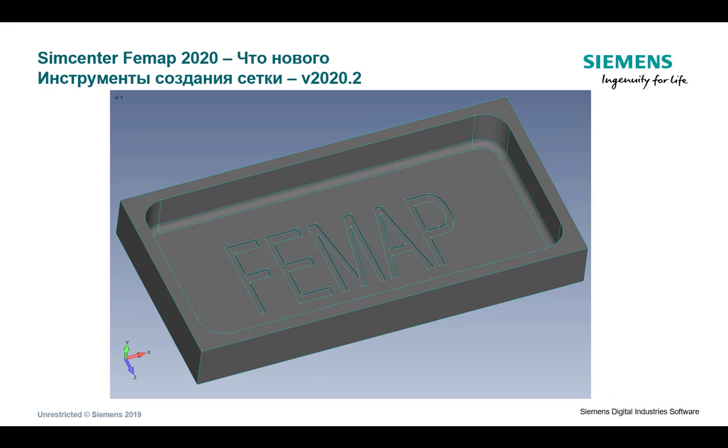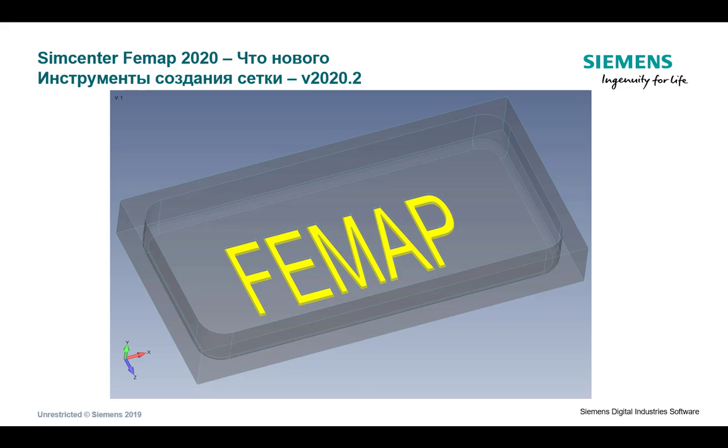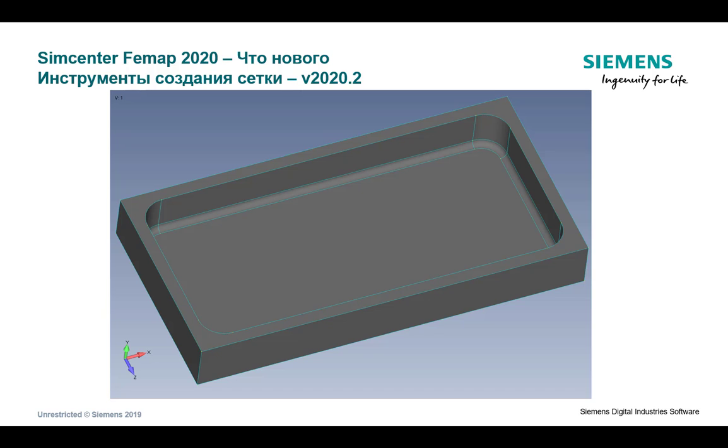Here we have a part that has some text inscribed into the part. So here we would choose a destination surface or surface to extend to. We would choose the bottom of each letter, and once we click OK, you can see that those letters have been removed from the part.